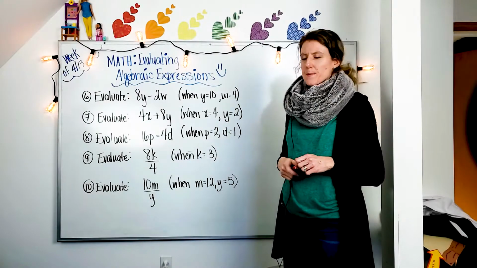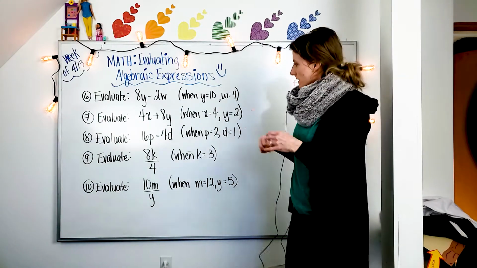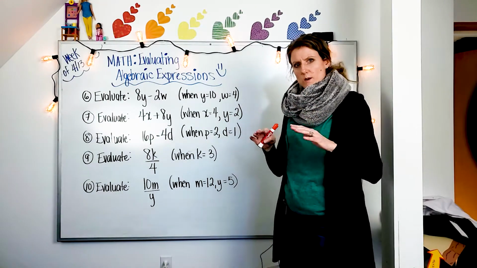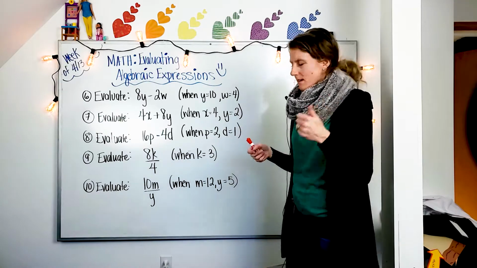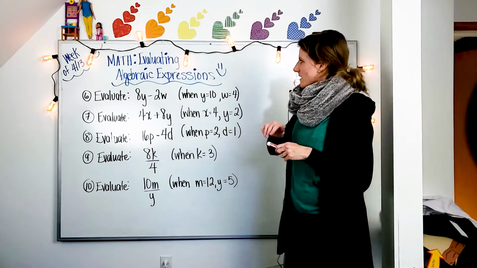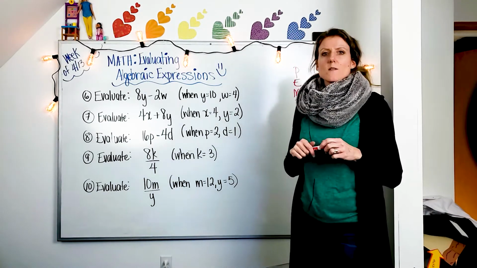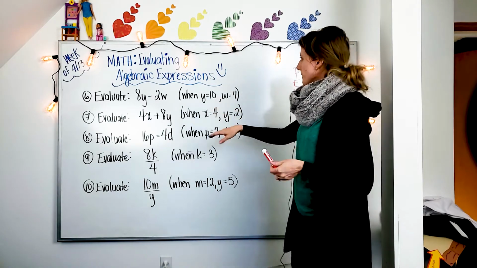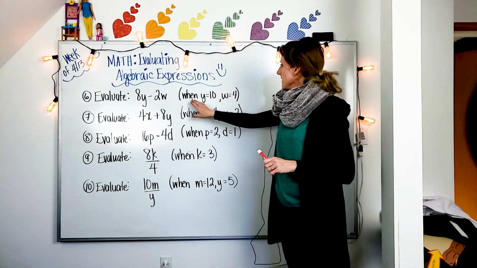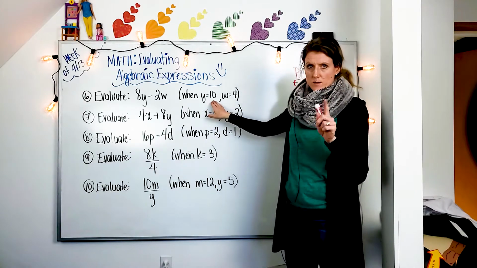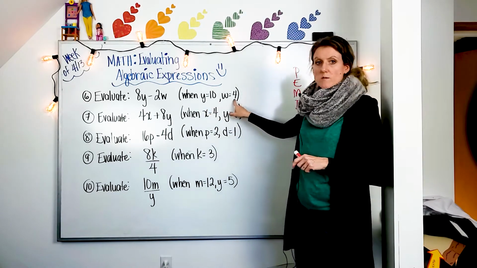All right, guys, we are back for numbers 6 through 10. I'm going to keep going, gradually getting a little more into the topic. We're taking a look at evaluating 8y minus 2w. Now, here are your givens: when y equals 10, so we're going to plug that in, and w equals 4.